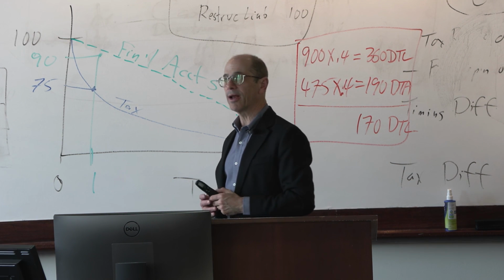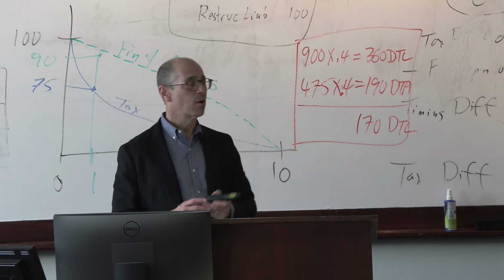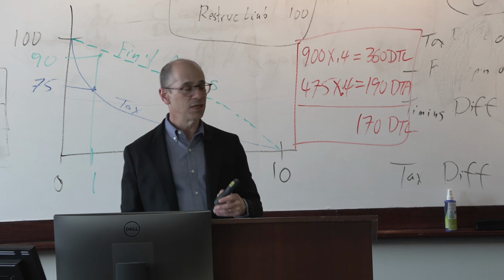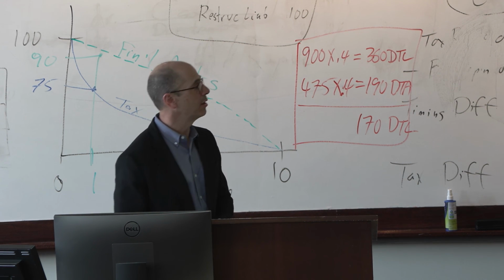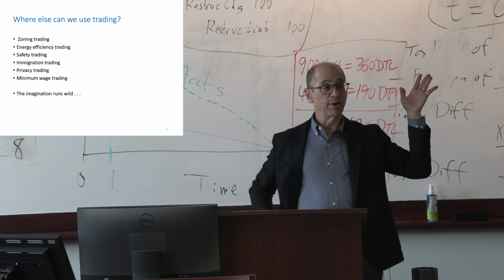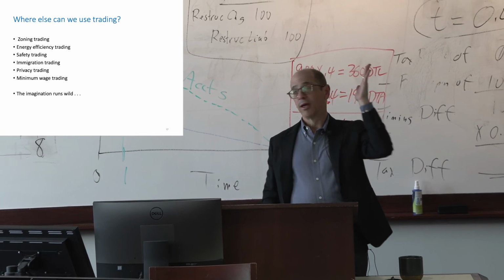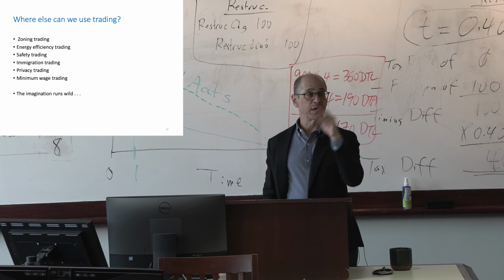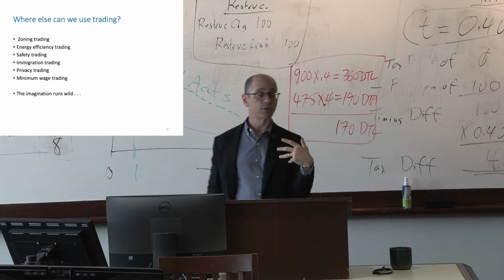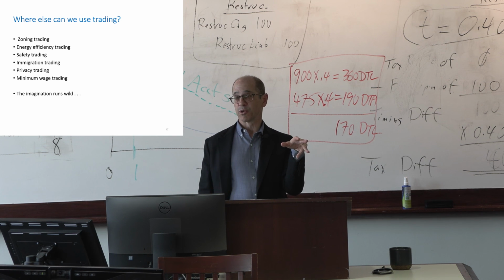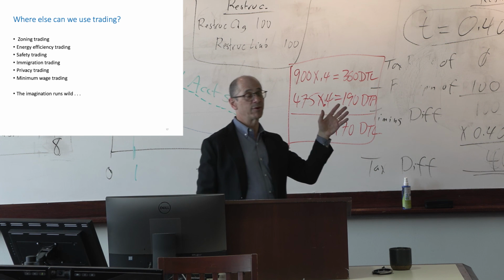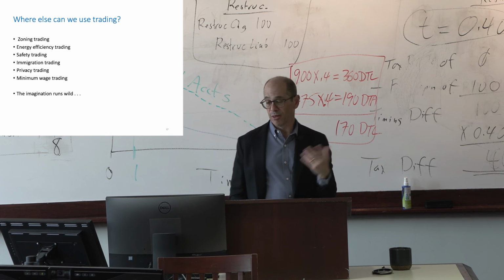The question then you might ask is, where else can we use this? And here, the imagination runs wild. It's almost anything you can think of. So some European countries have energy efficiency trading. We don't really have it in the United States, right? We say air conditioners have to have this energy efficiency, you've got to put in this insulation and so forth. But we don't have to do that. We could just say, look, the overall industry of air conditioning has to have a certain level of efficiency, and you all figure out what machines to make, and if someone goes above it or below it, you can trade. Right? You can have energy efficiency trading.